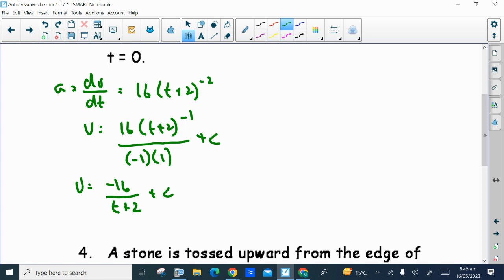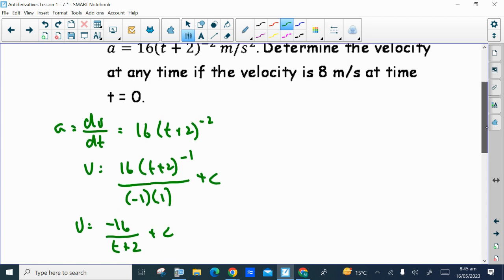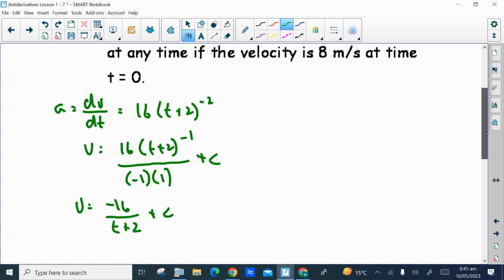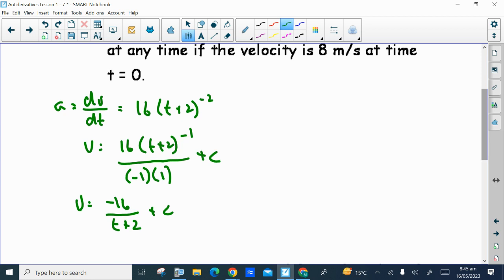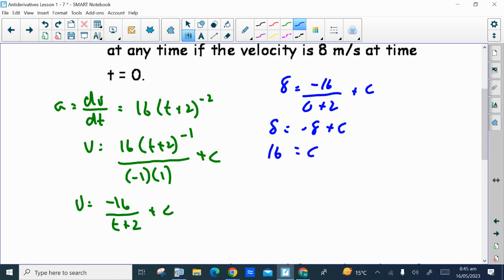And in this case, we are told that the velocity is 8 at time 0. So this will allow us to determine what c is. Velocity is 8 at time 0. So 8 will equal negative 16 over 2, which is negative 8, plus c. Add 8 to both sides. And c equals 16. So our velocity at any time t could be found by going negative 16 over t plus 2, plus 16.